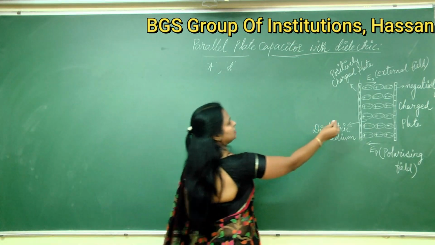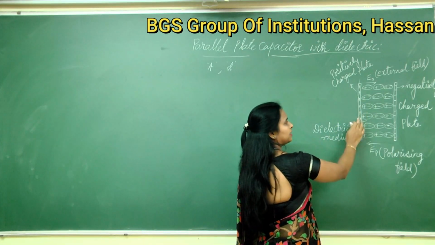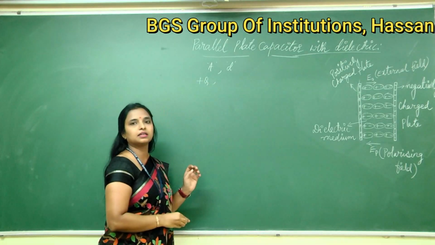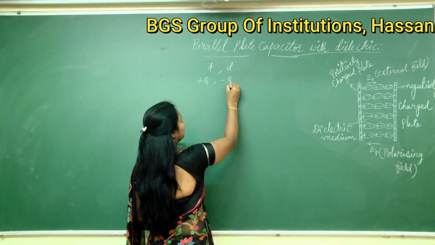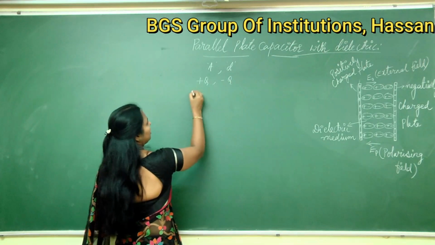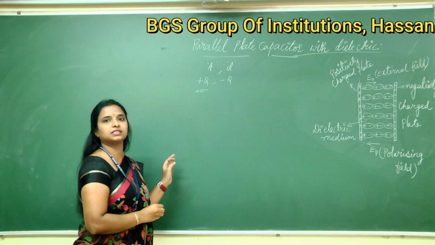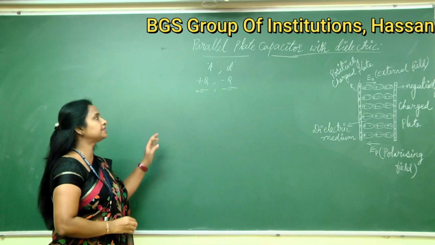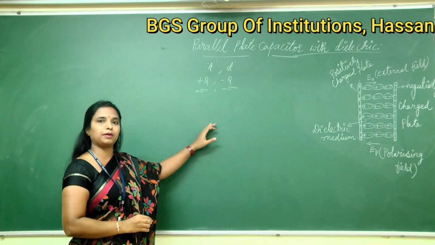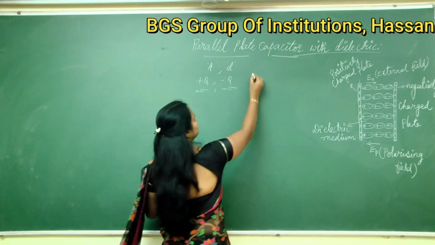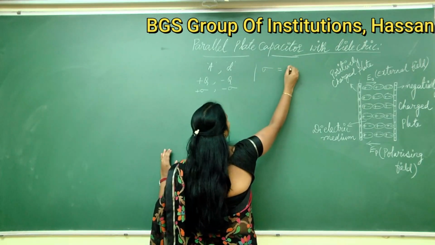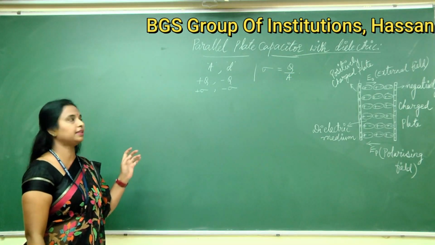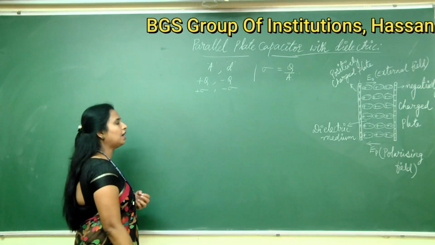First, let us consider one of the conductors is charged to positive charge, say plus Q, and the other conductor is charged to minus Q, and hence the surface charge densities will be plus sigma and minus sigma. And what is the formula for surface charge density? Sigma is equal to charge per unit area, that is Q by A. That also we are going to use in our derivation.